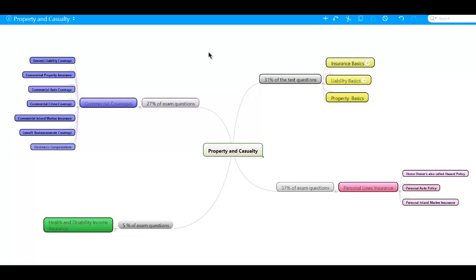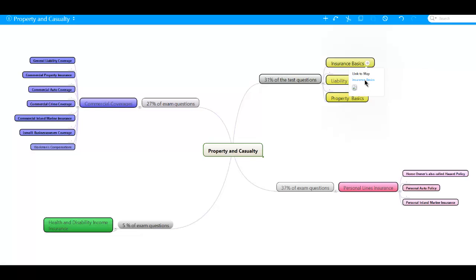But anyway, I'm going to go over a particular part of insurance basics. As you see right now, this gives you a percentage breakdown of the amount of questions in different areas that are asked. So 31% of the test questions include insurance basics, liability basics, and property basics. And so let's take a look at the portion within the insurance basics called perils and hazards.